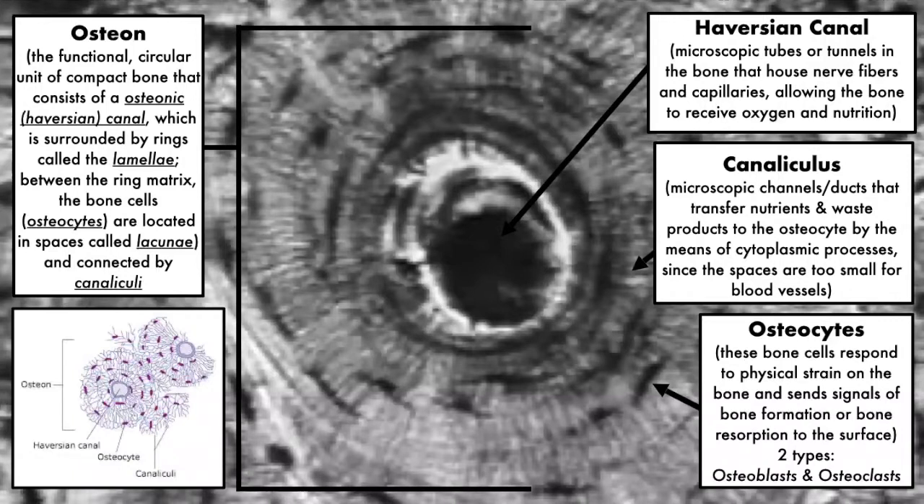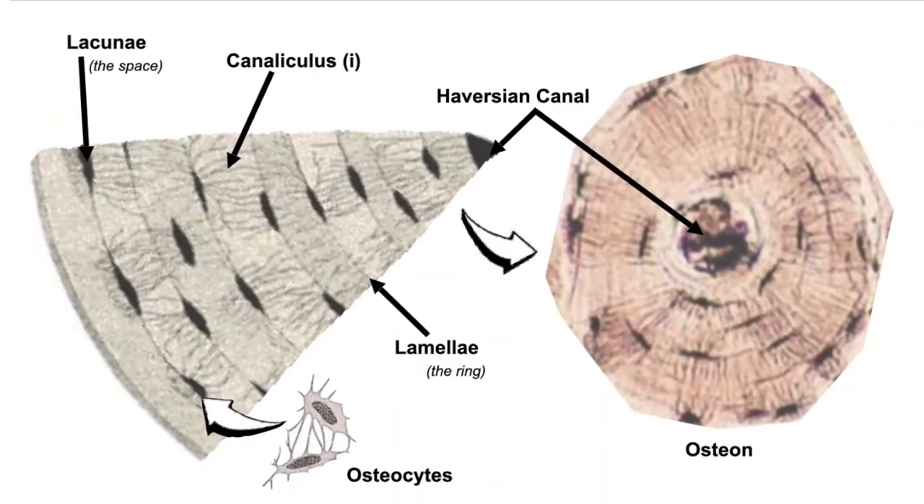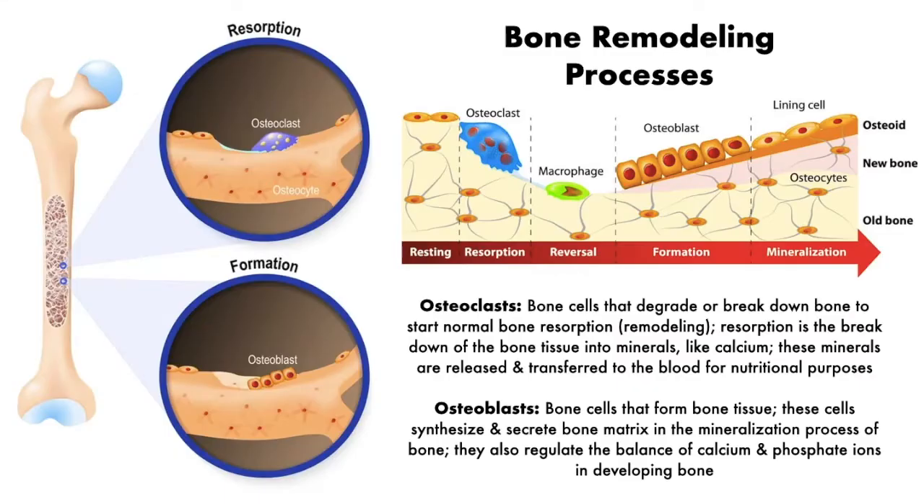So let's take a look. You can see the lacunae, which is the space. The osteocyte is within the space. The canaliculi are these little pathways or little canals connecting each of the rings or lamellae. And then you can see the center Haversian or osteonic canal. And then we have the whole complete osteon. Now, as we said, there are two types of bone cells.